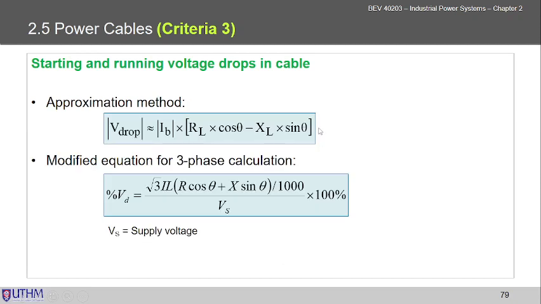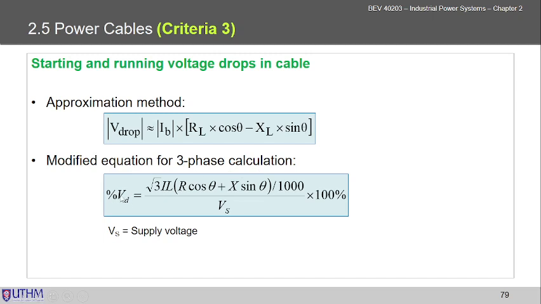And from the utilization of electrical energy, I think you have explored how to calculate the voltage drop. So we have basically two methods. One is a very approximated method. Voltage drop is I, the design current, times the resistance and the reactance, with the power factor angle, and it has been modified for three-phase applications.